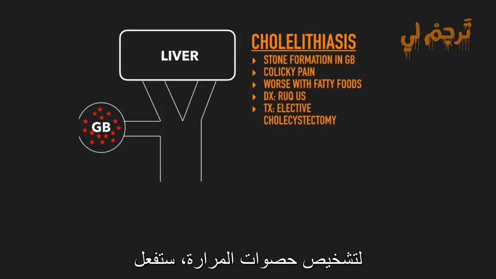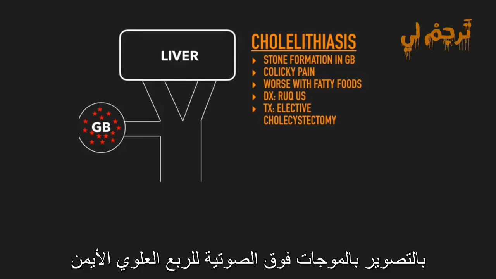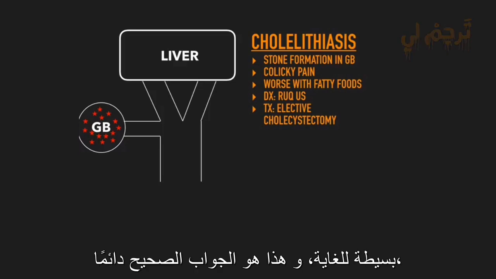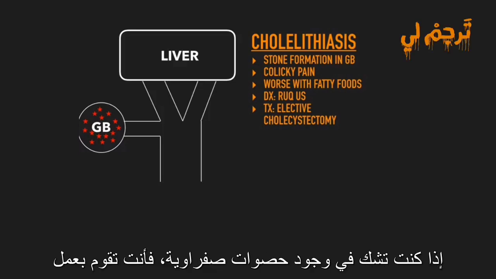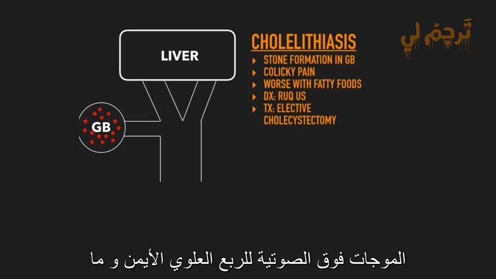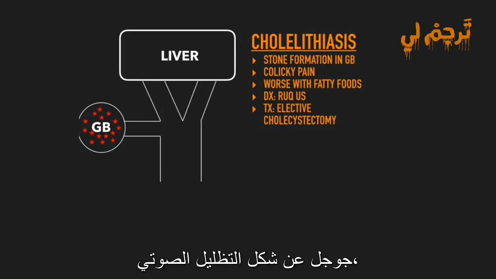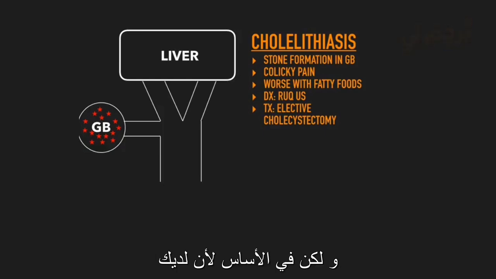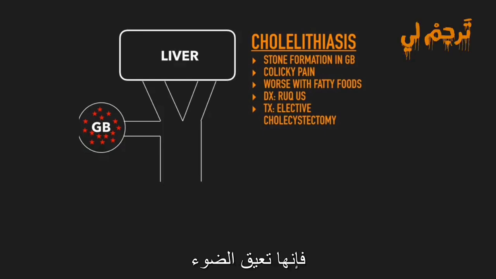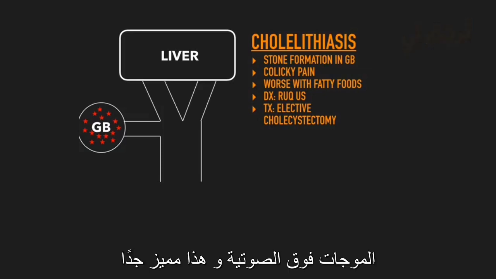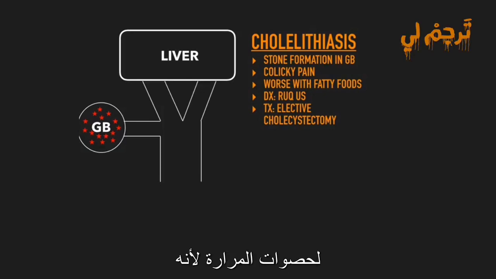To diagnose cholelithiasis, you would do a right upper quadrant ultrasound. Very simple. That's always the right answer. If you suspect cholelithiasis, you do a right upper quadrant ultrasound. And what you'll see is something called acoustic shadowing. Now, I recommend that you Google what acoustic shadowing looks like. But basically, because you have these stones inside of the gallbladder, they're obstructing the light in such a way that it looks like there are these projected shadows coming across the gallbladder. And that shows up on ultrasound. And that's very pathognomonic for gallbladder cholelithiasis because it tells you that there are stones sitting in there.